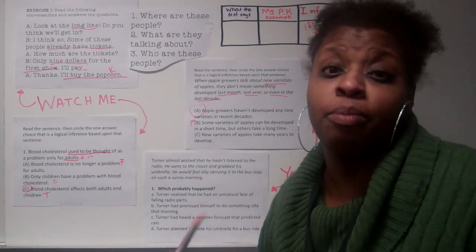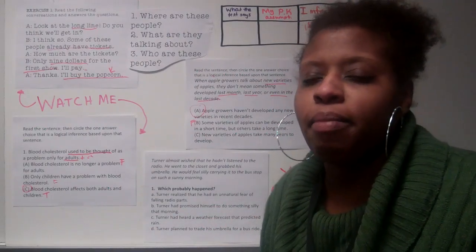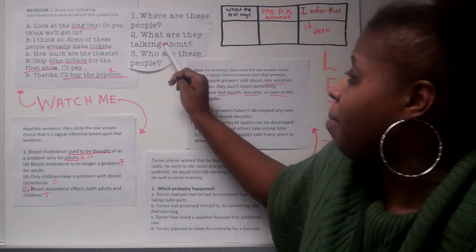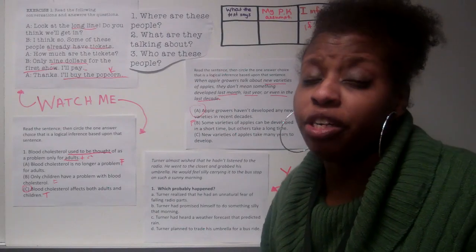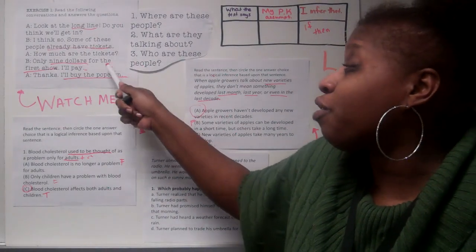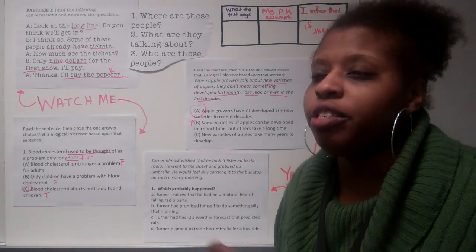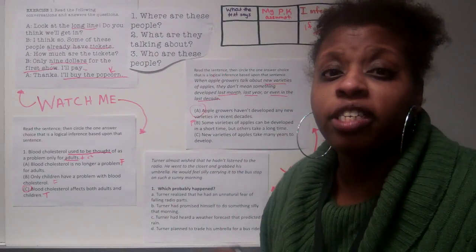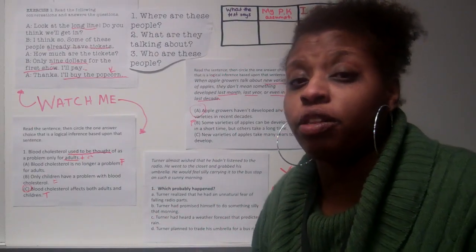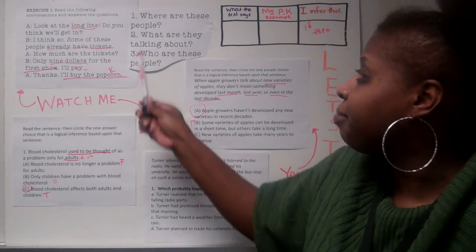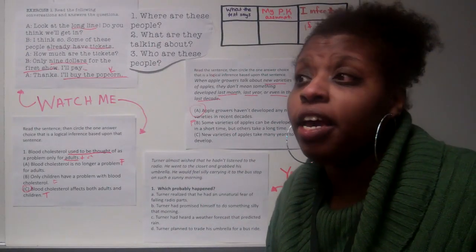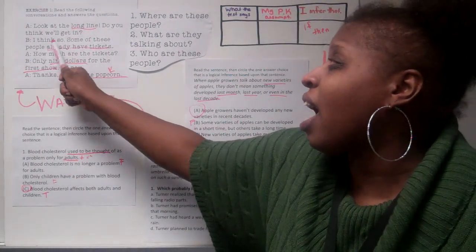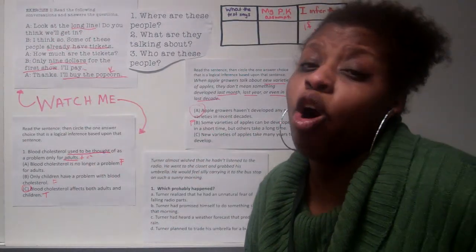But I asked some questions as I was making my observations. Where are these people? What are they talking about? And who are these people to each other? I can infer they're probably a couple because they're together and one is willing to pay for the tickets while the other one is willing to pay for the popcorn for the duo. They're talking about a movie and looks like they're excited about the movie because it's a long line and they hope they'll get in.